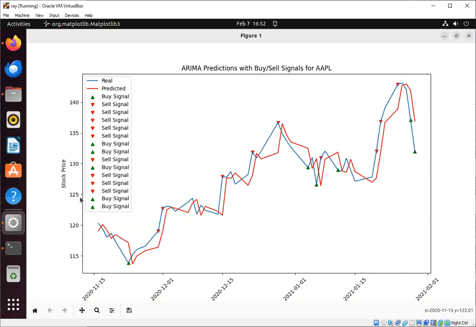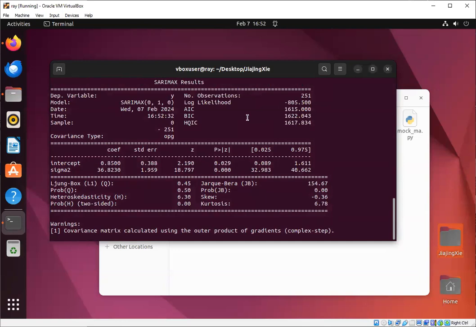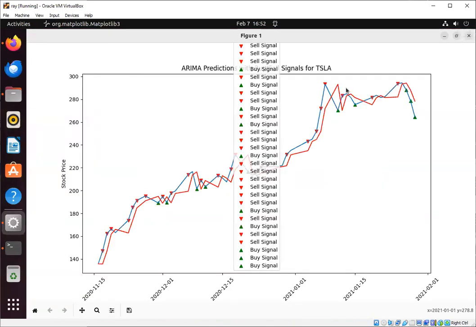As we can see here, the blue line is the real actual price. We have the predicted one, and the green signal is trying to tell us we should buy, and the red signal tells us we should sell. This is for Apple. Gonna run it again. This is for Tesla, the same thing. The plot looks good.